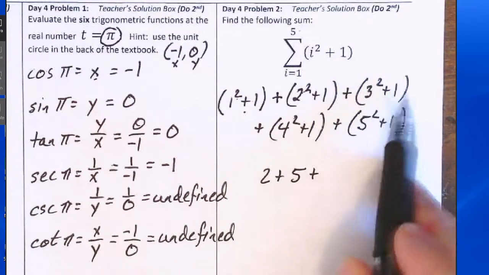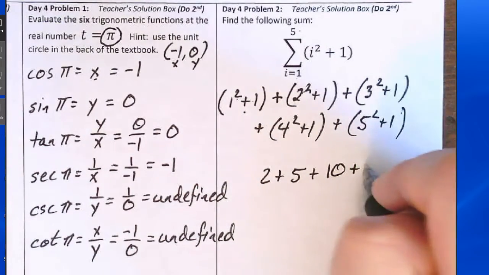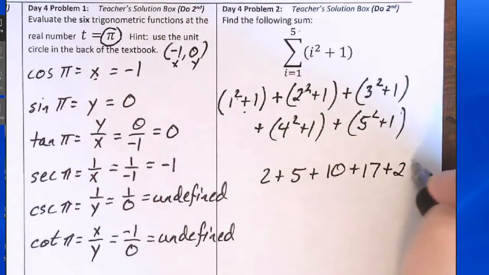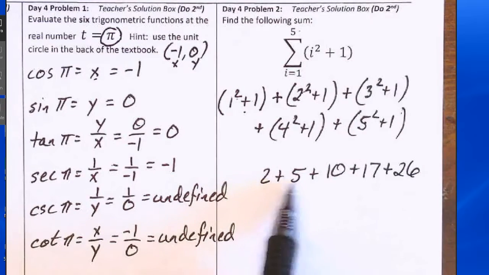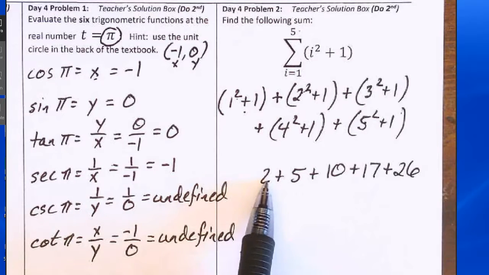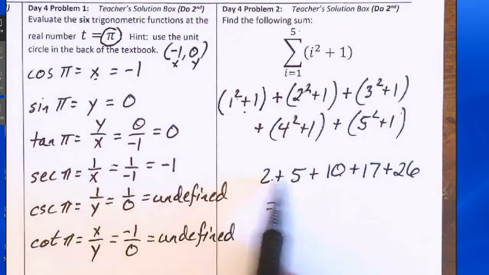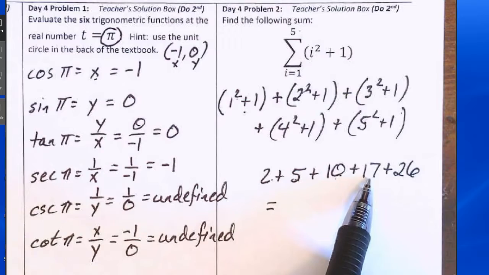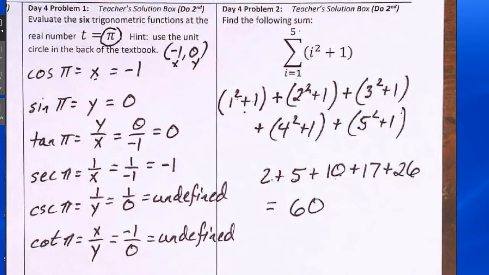3 squared is 9, plus 1 makes 10. 4 squared is 16, plus 1 is 17. And 5 squared is 25, plus 1 is 26. Notice that what we have here are numbers that are all 1 more than a perfect square. 2 is 1 more than 1, 5 is 1 more than 4, 10 is 1 more than 9, and so on. Let's just add these up. 2 plus 5 is 7, plus 10 is 17. 17 and 17 is 34. 34 plus 26 makes 60. So the final sum is 60.